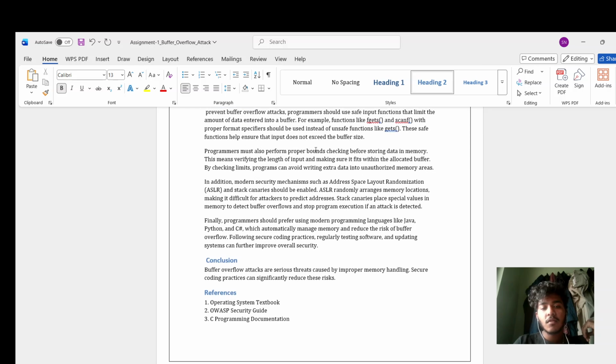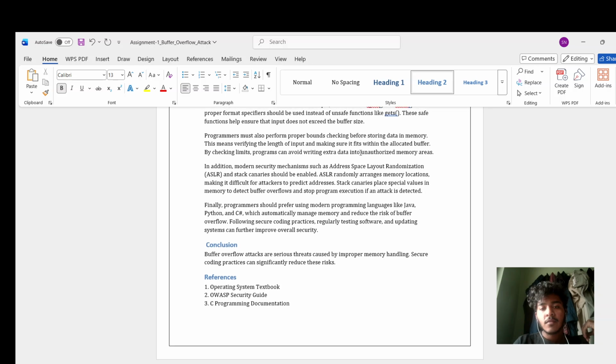Programmers must also perform proper bounds checking before storing data in memory. This means verifying the length of input and making sure it fits within the allocated buffer. By checking limits, programs can avoid writing extra data into unauthorized memory areas. In addition, modern security mechanisms such as address space layout randomization (ASLR) and stack canaries should be enabled. ASLR randomly arranges memory locations.